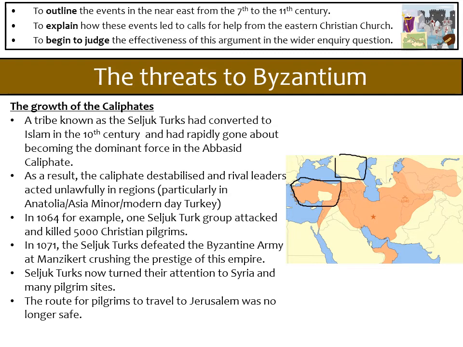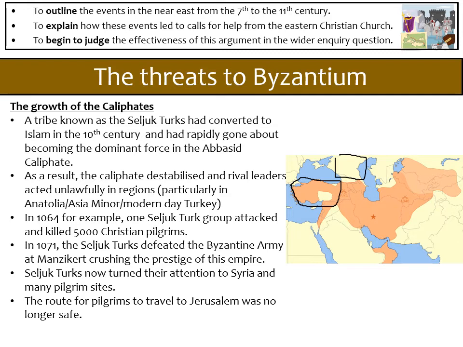And in 1064, for example, one Seljuk Turk group attacked and killed 5,000 Christian pilgrims. So where these pilgrims were going to Jerusalem, it was now a dangerous journey. The Seljuk Turks had made it a dangerous journey, and it wasn't safe for them to have that passage anymore.